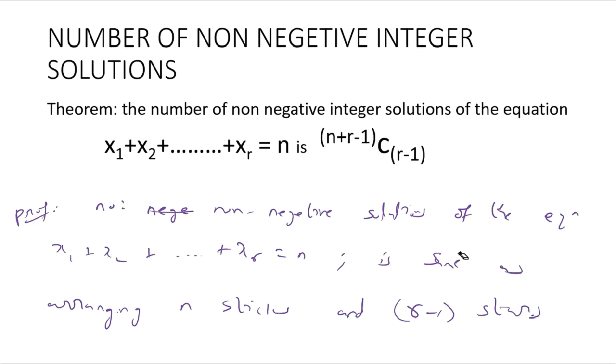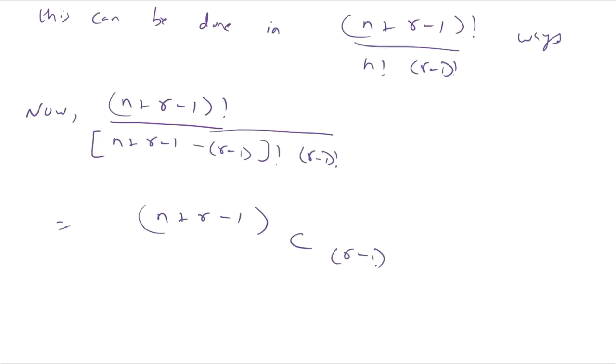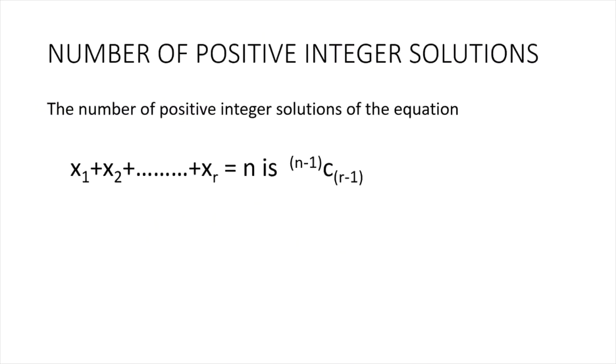Okay. So let us improve this result, or let us have a corollary of this result. The number of positive solutions. Earlier we found the number of non-negative integer solutions. Now we have to find the number of positive solutions. The number of positive solutions of the equation x1 plus x2 plus so on up to xr is equal to n is going to be n minus 1 choose r minus 1. So it is just a corollary of the previous result.